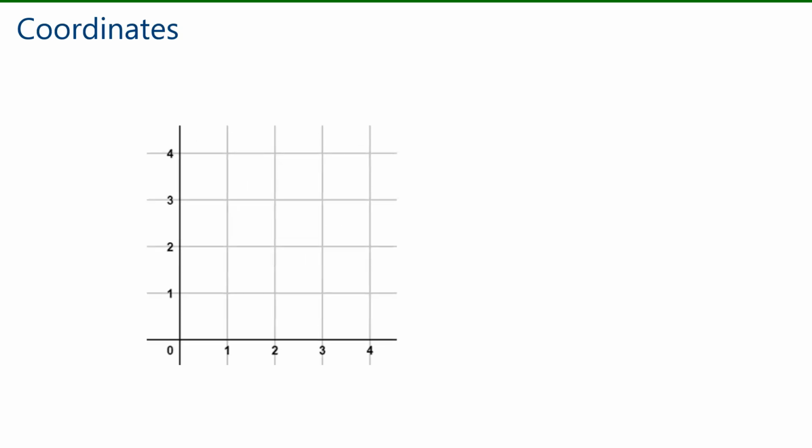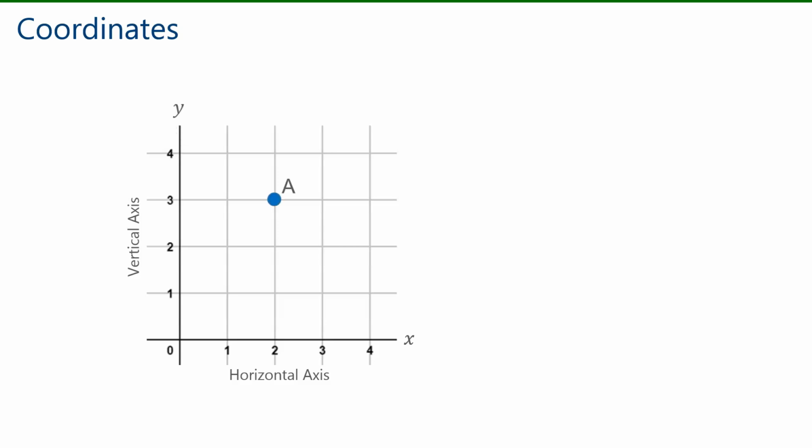Earlier this year, and also in previous grades, you learned how to plot points with whole number coordinates on a grid, such as the one shown here. Remember that a grid like this is made from two intersecting axes, a horizontal axis and a vertical axis. The horizontal axis is sometimes called the x-axis, and the vertical axis is sometimes called the y-axis.